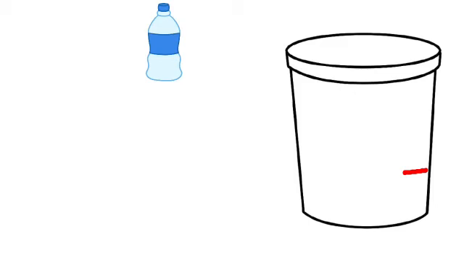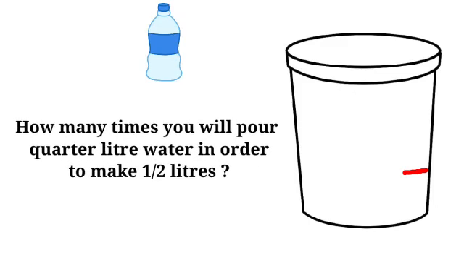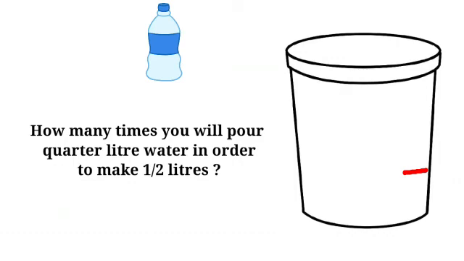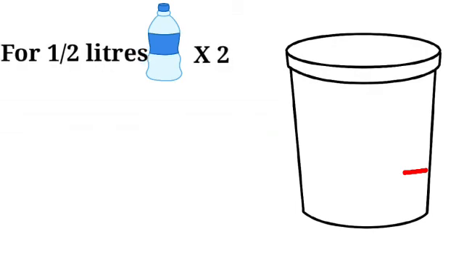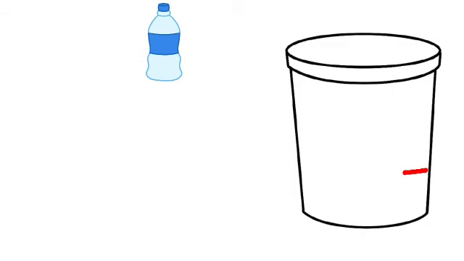Next is half liter. How many times will we pour water from a quarter liter bottle to make a half liter? That is correct. 2 times. It will make half a liter of water. So let us take a container and pour the water twice from a quarter liter bottle like this. Now let us mark on the container and write half a liter.